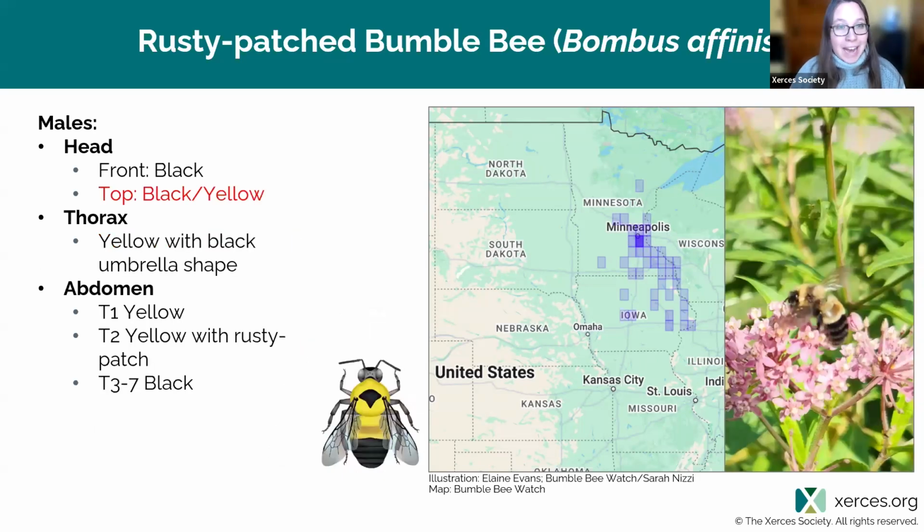All right, last we have the males. The male color patterning is very, very similar to that of the workers. Once again, we have the abdomen featuring that characteristic rusty patch. T1 for males is going to be yellow. T2 is going to be yellow with that rusty patch in the center. And then T3 through 7 will be black. The thorax also will generally have a sort of umbrella-shaped black spot in the center and will be primarily yellow.